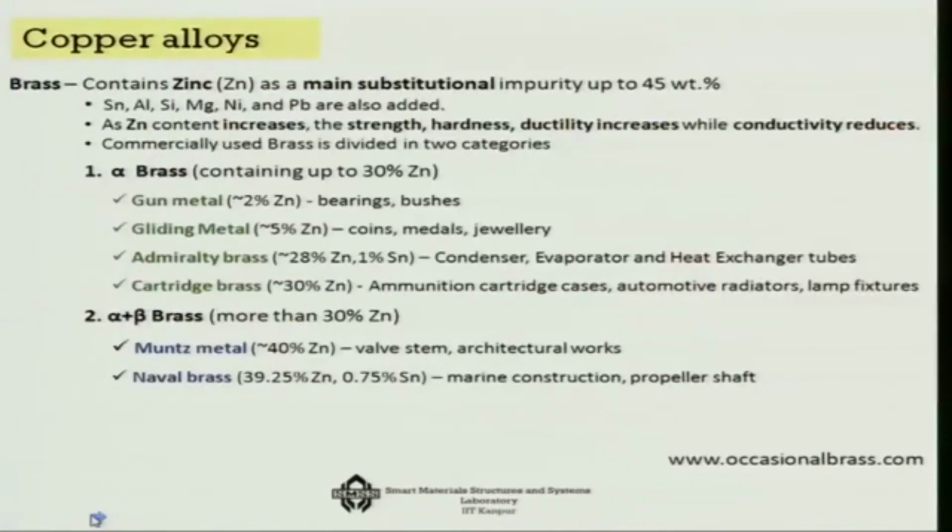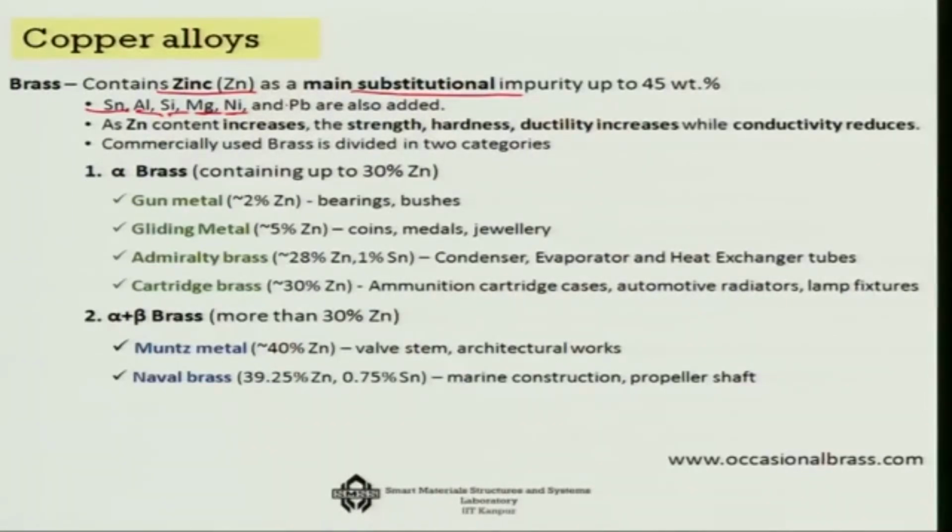Now, what are the alloys that copper is generally used to make? The most important one is brass, which contains zinc. Earlier we talked about zinc, and zinc actually goes as a substitutional impurity, which means that copper atom and zinc atom are of considerable size, hence one can be substituted inside the lattice of the other. Also tin, aluminium, silicon, magnesium and nickel and lead are also added.